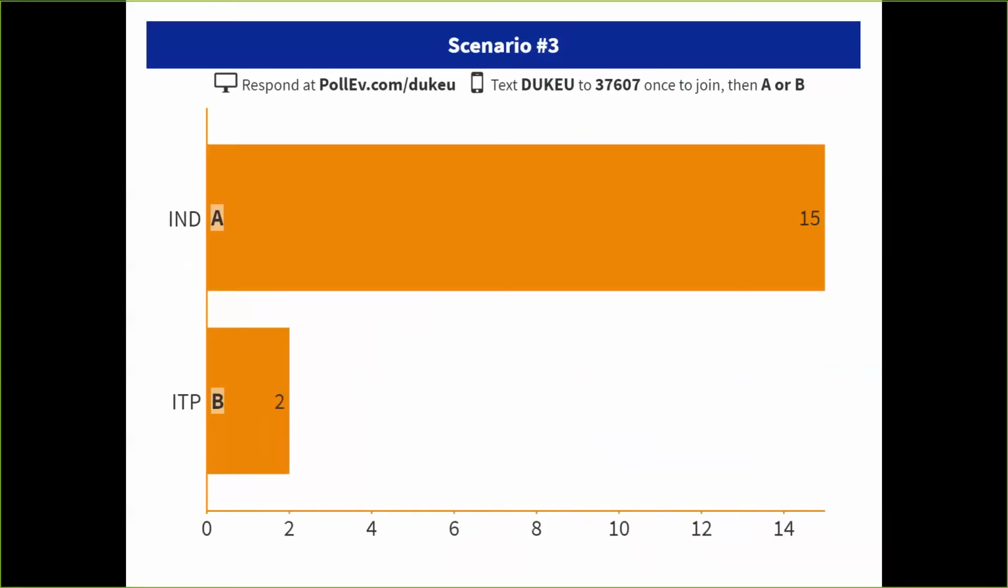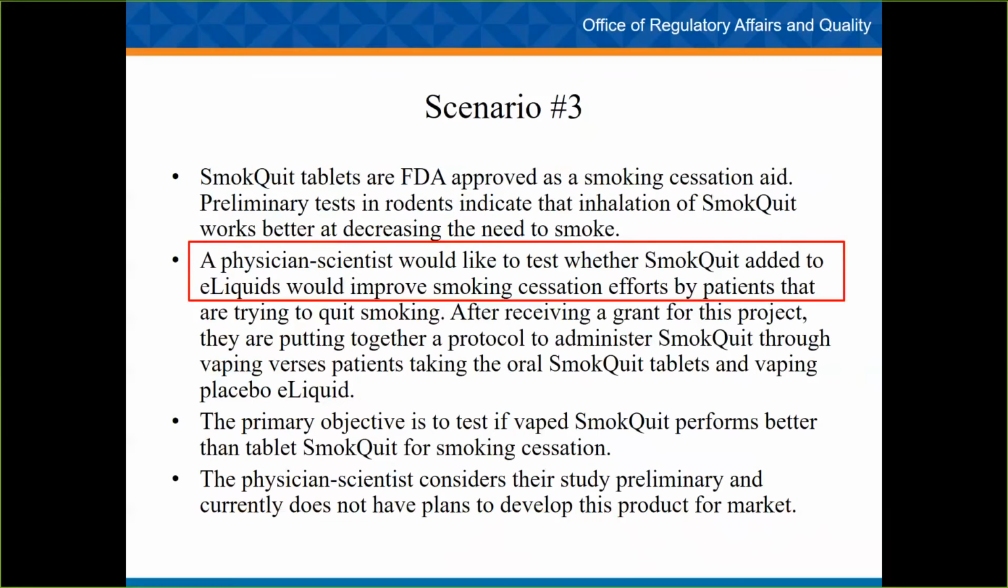Looks like most people are picking IND. So smoke quit would be considered a drug in the study, and they're modifying, so this would most likely require an IND. It definitely wouldn't fall in the ITP category anymore since smoke quit is a smoking cessation aid.